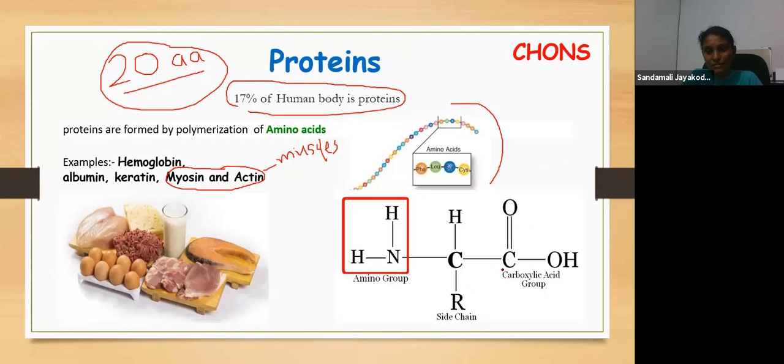So this is the structure of an amino acid, as I told you. Here there are 4 main parts of an amino acid. Here the red part is the amino group, so it contains NH2. NH2 is the amino group and R is the side chain, and this COOH is the carboxylic acid group or carboxyl group, and this is the hydrogen atom. This is the normal structure. This R can be changed.